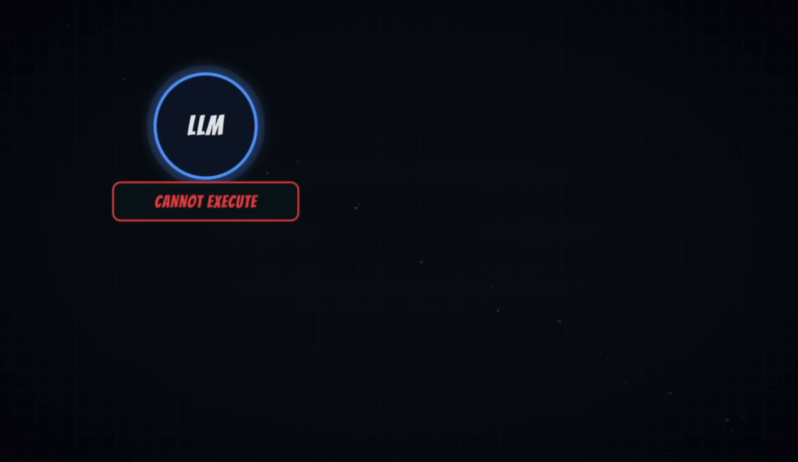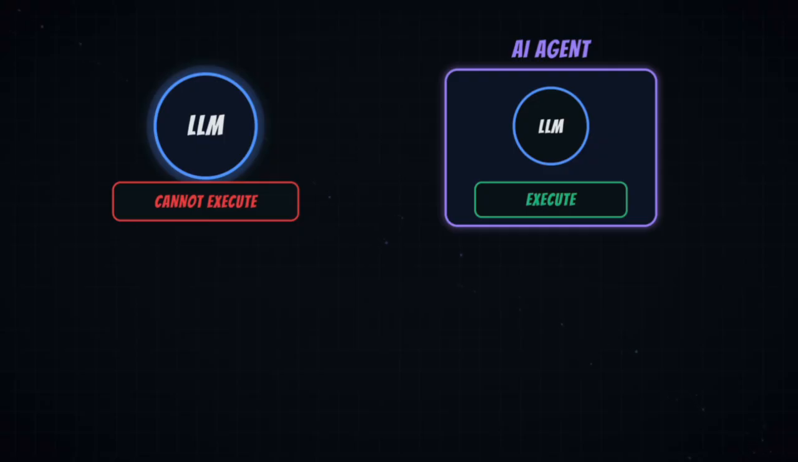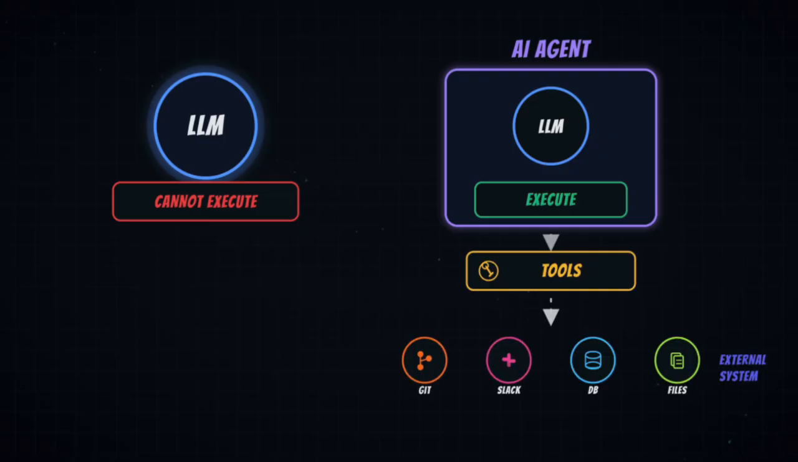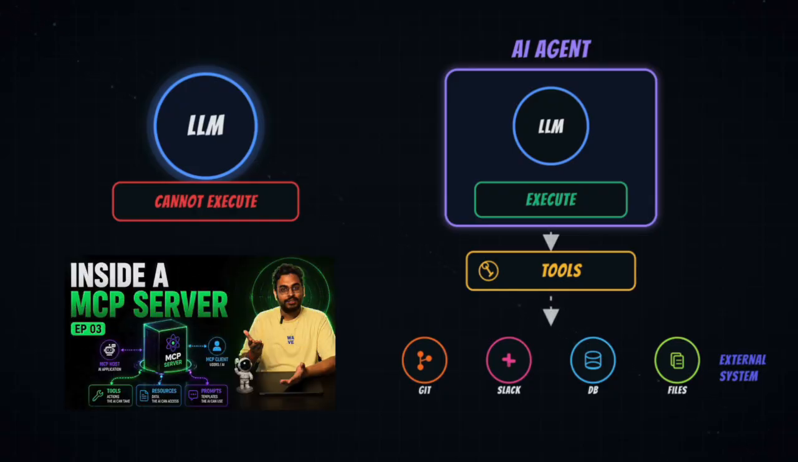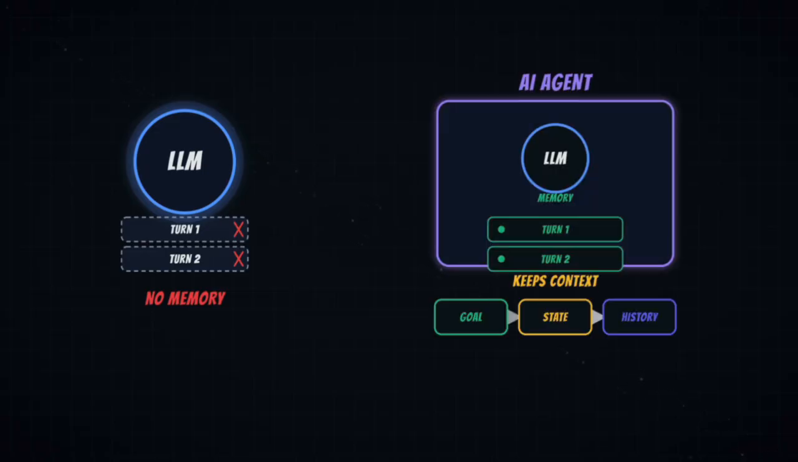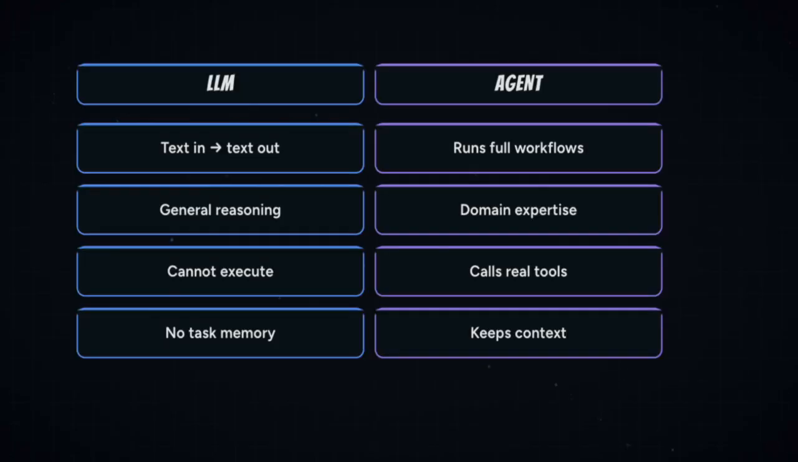An LLM doesn't have any capability to execute something, but an AI agent does, and it can call an external system via tools. We have discussed this tool concept in my previous video, so if you really want to understand it, you can watch my previous videos. Next, an LLM doesn't have any memory, but an AI agent actually has memory and keeps context, and whenever it wants to remember something, it fetches the data from that context. So this is all about LLM and AI agent.